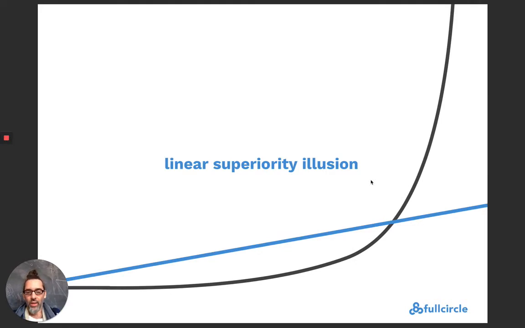In the beginning of any of these exponential curves, it looks very disappointing. This is what I call the linear superiority illusion. It looks like the linear extrapolation is much superior to the exponential extrapolation, which means that we're more likely to believe what the linear extrapolation tells us, because that is more successful for a while until the curve breaks through the linear projection.